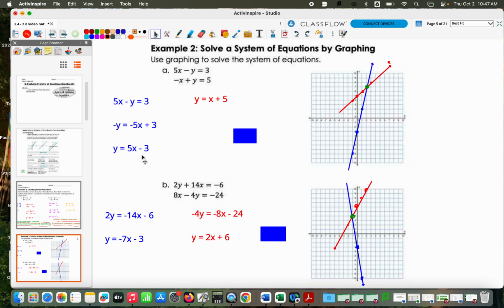I just gotta find it. The first graph starts at -3, goes up 5 over 1, up 5 over 1, draw your line. The second line starts at 5. There's just a slope here of 1, so it goes up 1 over 1, up 1 over 1.